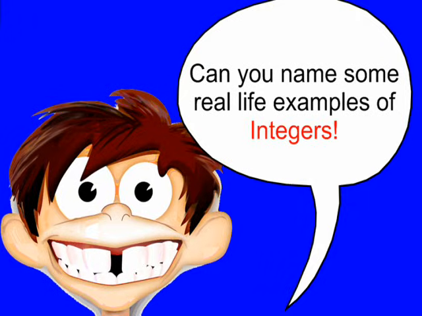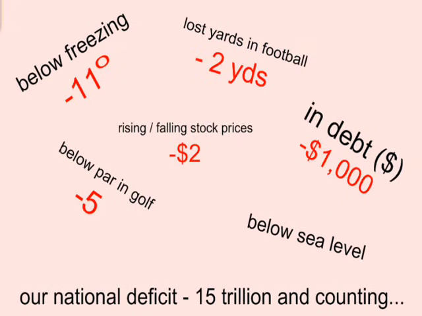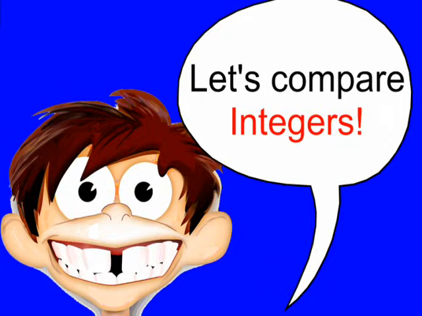Here are some examples of real-life negative integers. If it's below freezing, if it's below zero. In football, you can lose 2 yards on a carry. Sometimes people are in debt. They actually have less than $0. Stocks can drop $2. That's a negative. In golf, a negative score is actually the score you want to have. And there's below sea level. And our national debt is a humongous negative number.